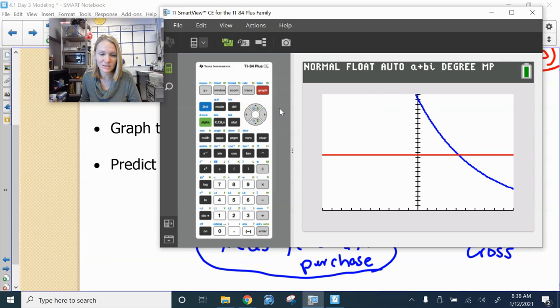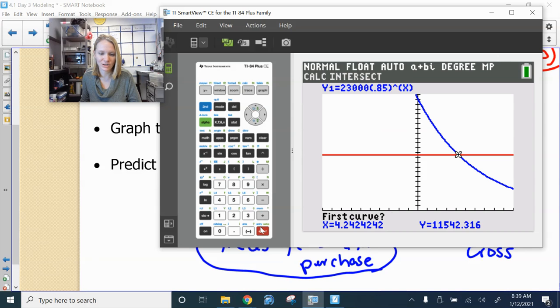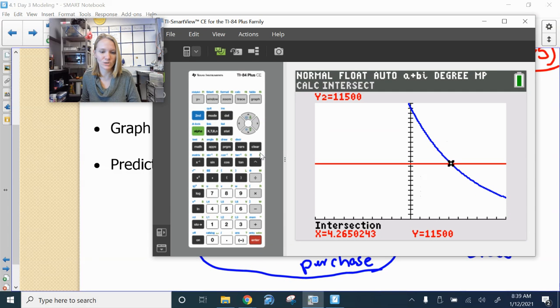If you want to know where they cross, you could hit the trace button here and we could see this. So there we go, 4.24 is where it looks like it's pretty close. Or you could hit second, trace, and find number 5 there, where they intersect. And you just hit enter, and there it is, 4.265, which is what we said we were going to have in our problem. So lots of different ways to do it.